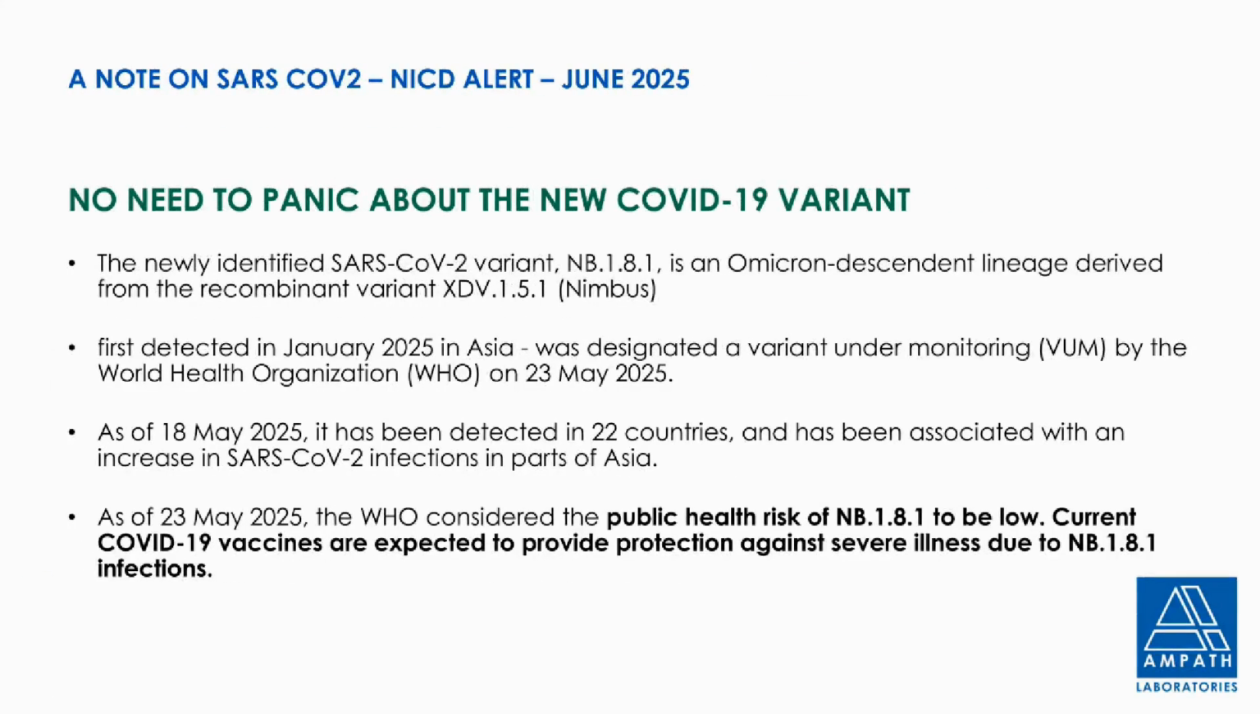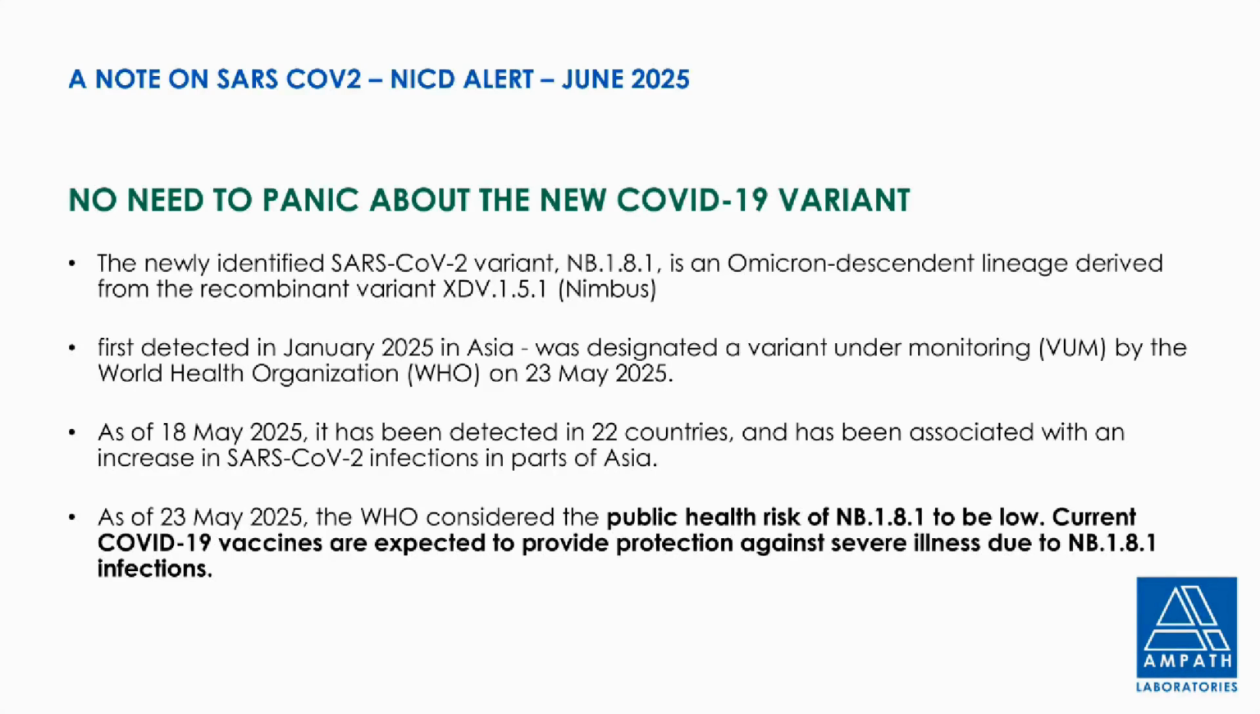I think it would be a miss for me not to say anything about SARS-CoV-2, because there have been rumblings with regards to a new COVID variant. This appeared in the NICD alert in June 2025. Just to take away from this, there is a circulating variant of interest, and this is part of the Omicron descendant lineage. It was first detected in Asia in January 2025.